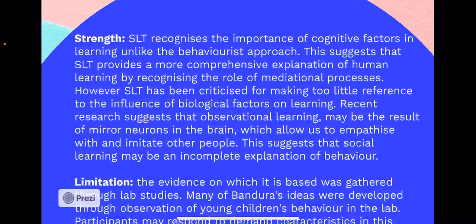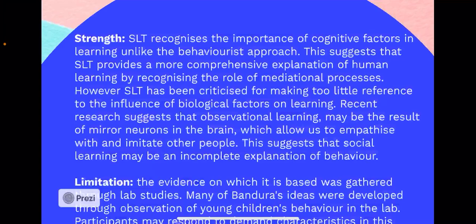This suggests that social learning theory provides a more comprehensive explanation of human learning by recognising the role of mediational processes. However, social learning theory has been criticised for making too little reference to the influence of biological factors on learning. Recent research suggests that observational learning may be the result of mirror neurons in the brain, which allow us to empathise with and imitate other people. This suggests that social learning may be an incomplete explanation of behaviour.